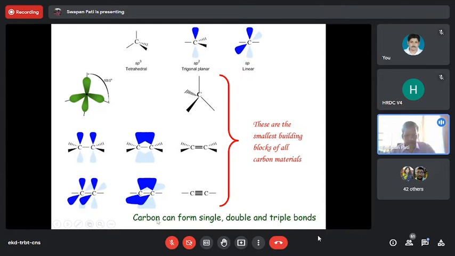Okay, carbon can form single, double, and triple bonds. These are the smallest building blocks of all carbon materials. Okay, these are the guys: sp3 carbon, sp2 carbon, sp carbon.